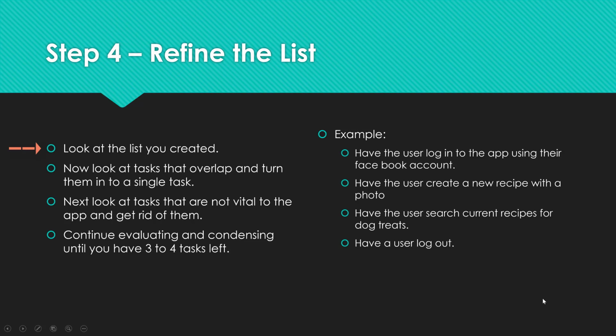Look at what you created. Now, do any of these things overlap? Turn them into a single task. Next, look at the tasks that are not vital to the app at this stage. Get rid of them. And then continue evaluating and condensing until you have 3 to 4 tasks left.